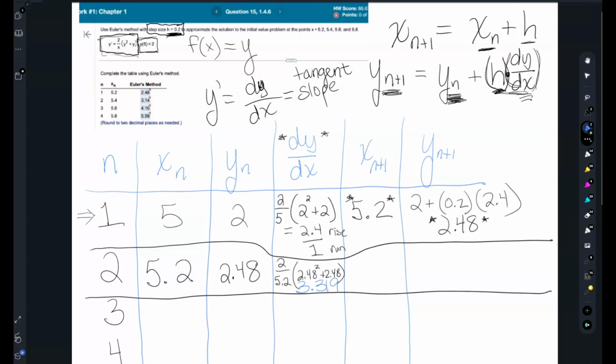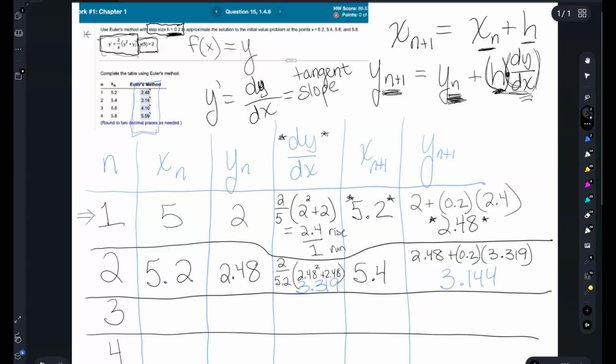I'm using 3 decimal places here because in this problem they are expecting my answer to be accurate to 2 decimal places. The new x value is just going to use the step, so that's going to go up to 5.4. But for the new y value, we need to take that old y value of 2.48, and we need to follow that slope, but only for the distance of our step size. So they get multiplied together. And I get a new y value here of 3.144. And we want to continue this on until we get to a value of 5.8.